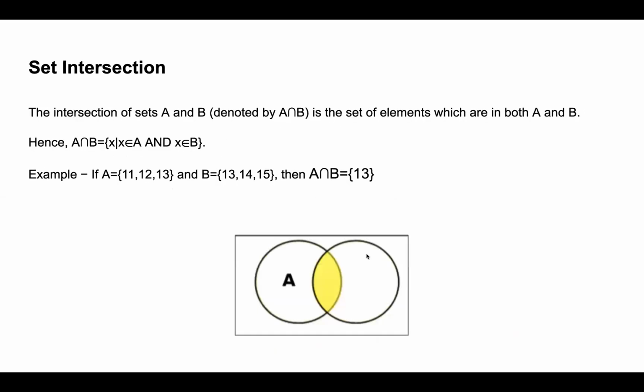Then A intersection B means only the common element will be there in intersection. Only the common element. A is 11, 12, 13 and B is 13, 14, 15. Then A intersection B will be 13. Okay, 13. A intersection B will be 13 only. Okay, getting? Here we can see in the Venn diagram also. The common area is yellow only because it is A intersection B.